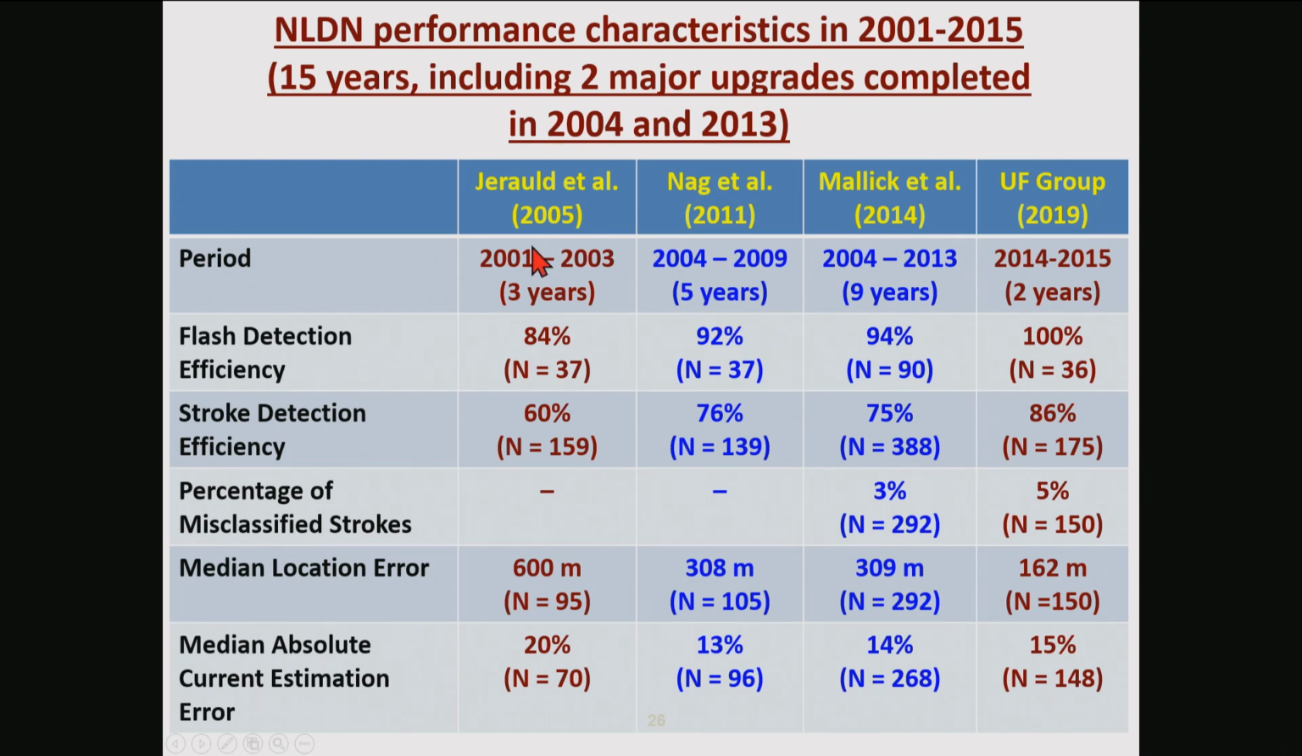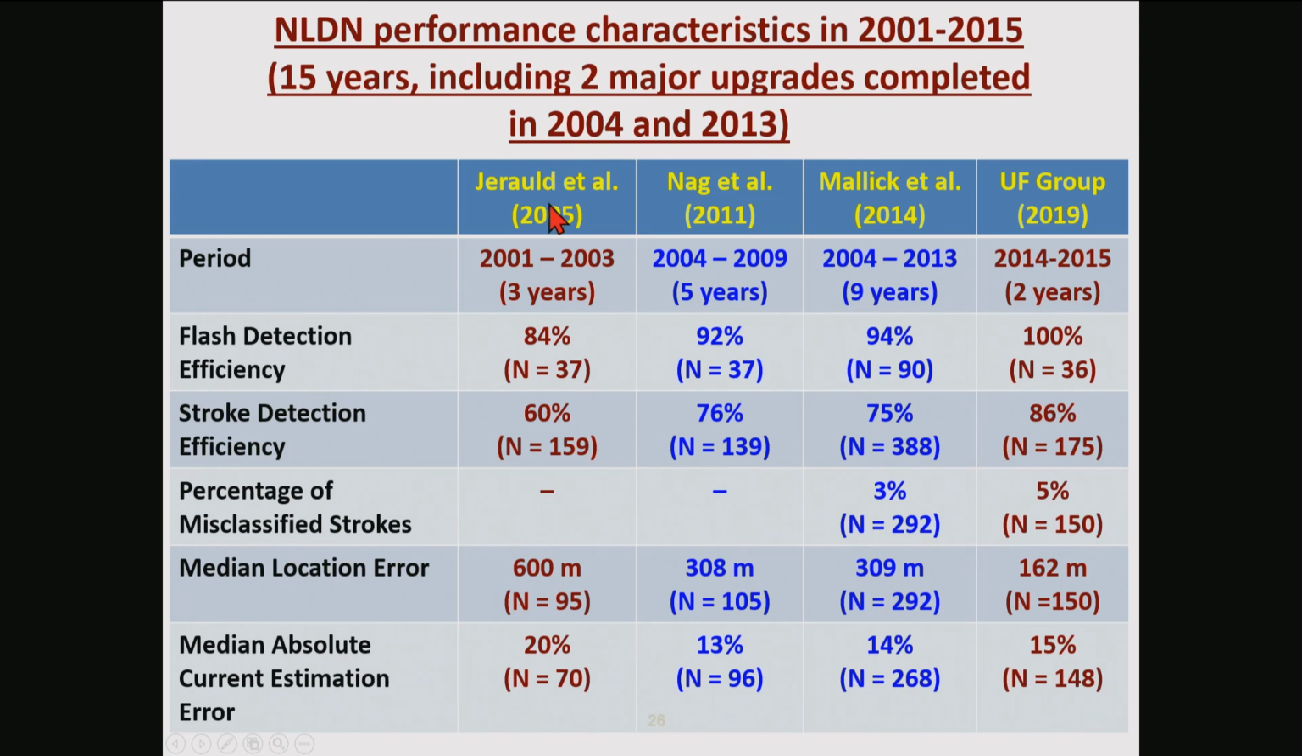From 2001 through 2015, the evaluation of the performance characteristics of NLDN was performed 4 times. During that time period, spanning 15 years, there were 2 major upgrades of the NLDN. The first one was completed in 2004, and the second one in 2013. Different time periods you can see here. I'm going to talk about the second column and the last column.